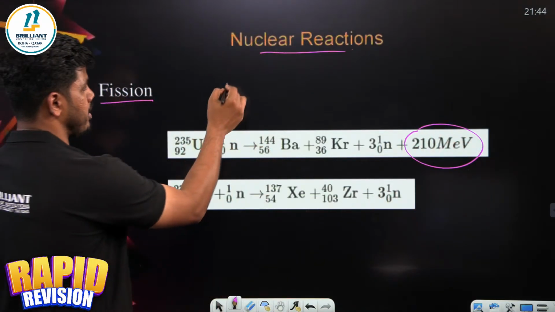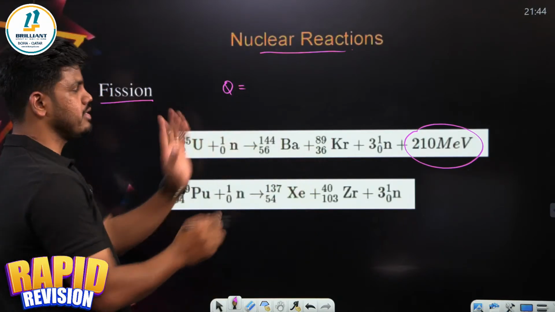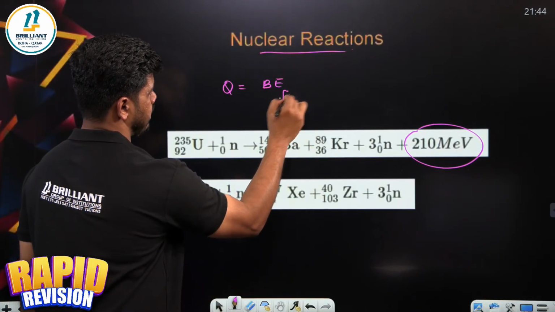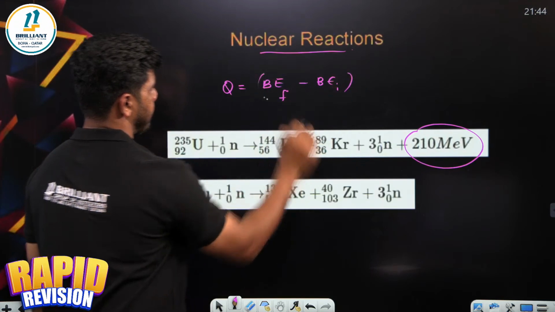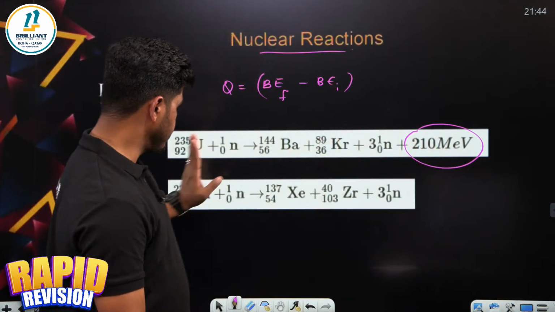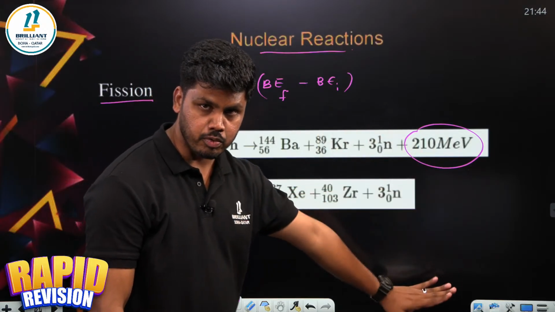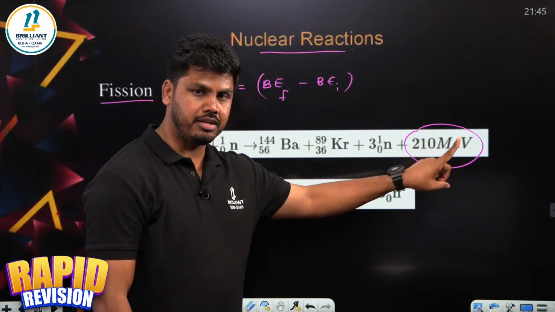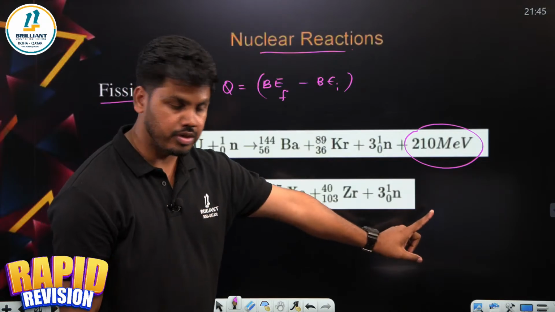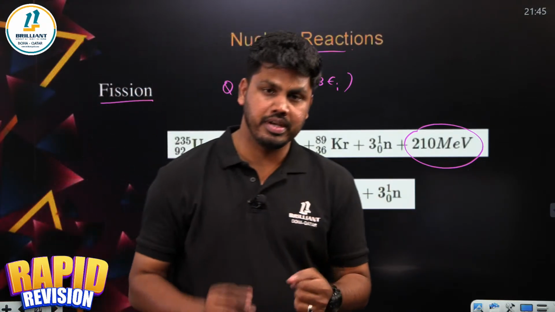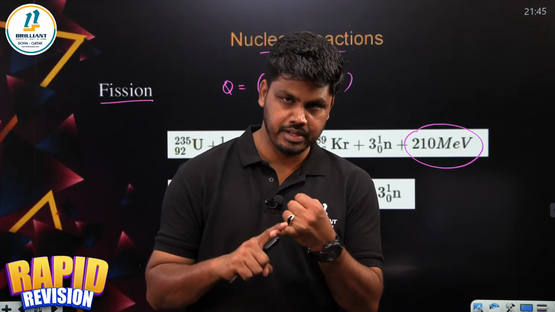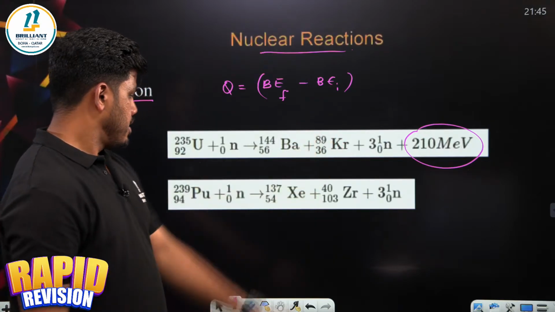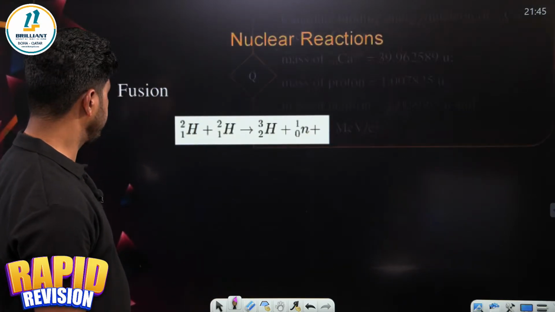Whenever you are asked to find the Q value of a reaction or energy released in a reaction, just go for binding energy final minus binding energy initial. That will be the energy released during the process. Just like we find the mass defect and binding energy, in the same way we find energy released during the reaction. These are the two topics from which we repeatedly get numerical questions: calculation of binding energy per nucleon and calculation of energy released during a reaction. That is the end of this chapter.